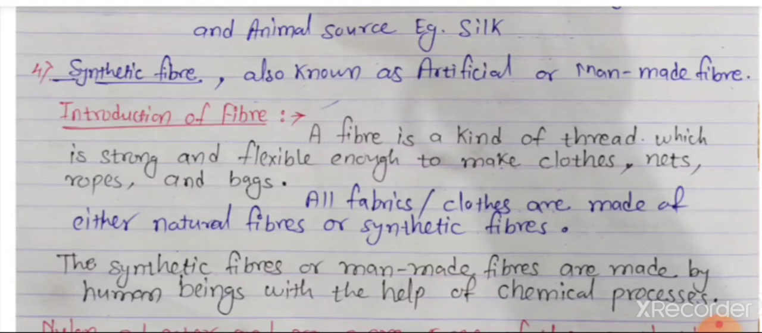Natural fiber we are getting from plant sources such as cotton, jute, etc. Also, animal sources come under the category of natural fiber. Animal sources are silk and wool. So this was a little bit about natural fiber. Now we'll see what are synthetic fibers.